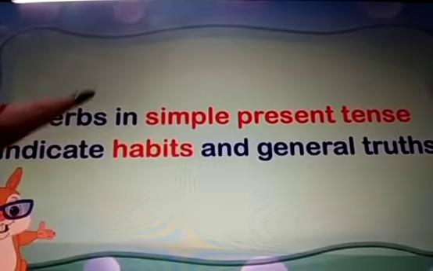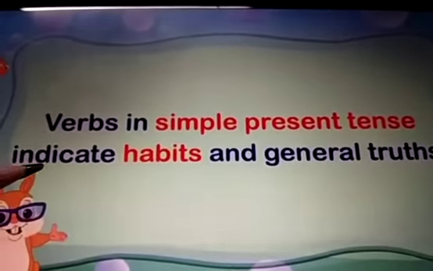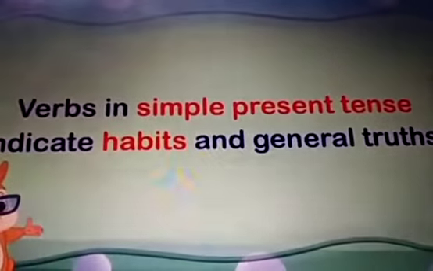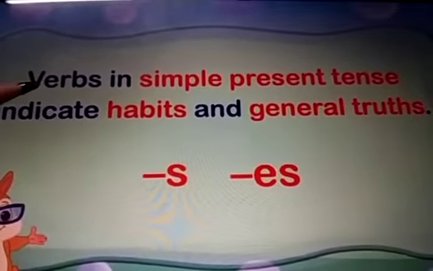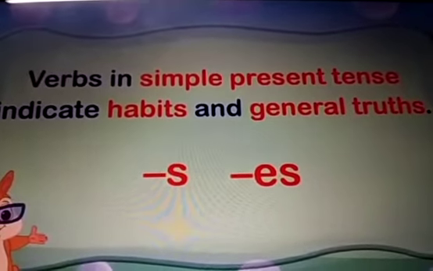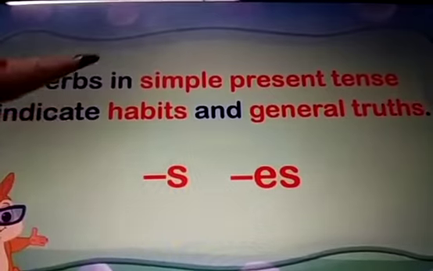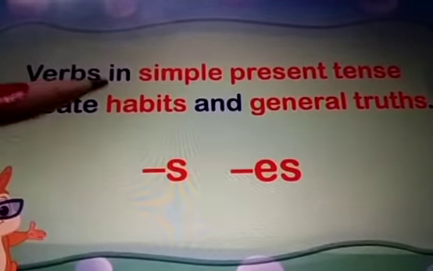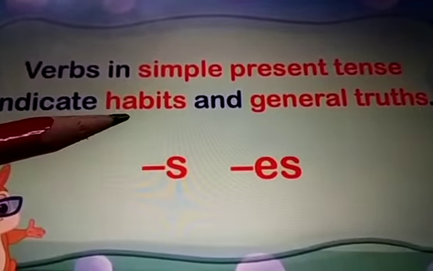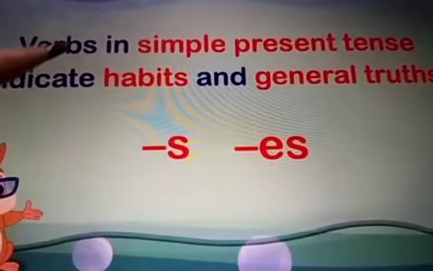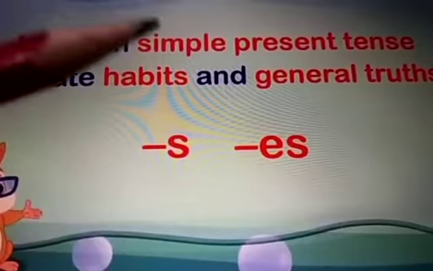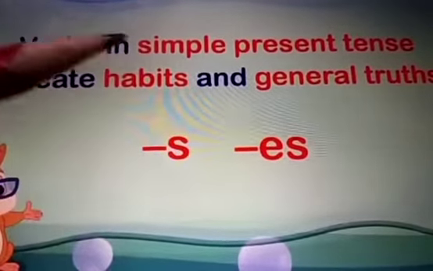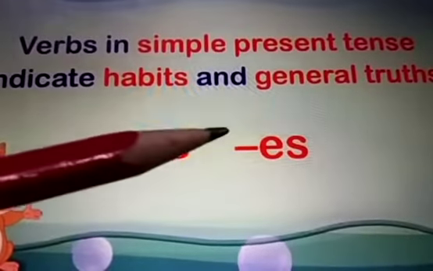Verbs in simple present tense indicate habits and general truths. See here, it indicates habit. So here, in simple present tense, the habits and general truths are shown by adding S and ES.